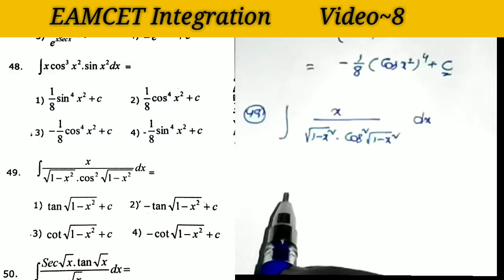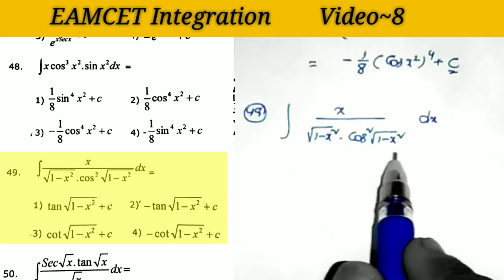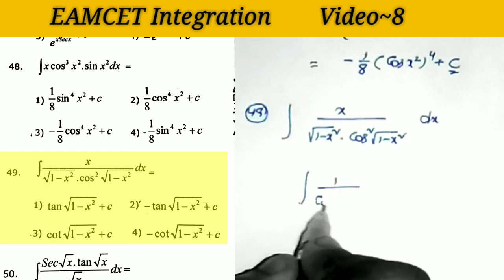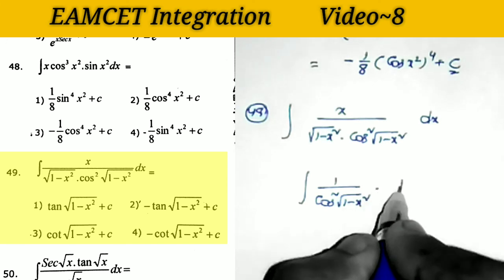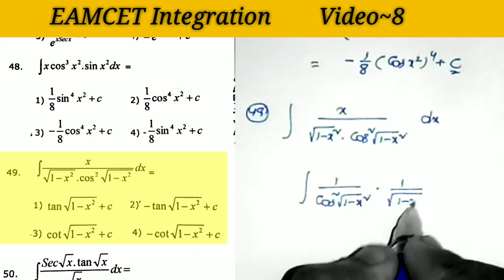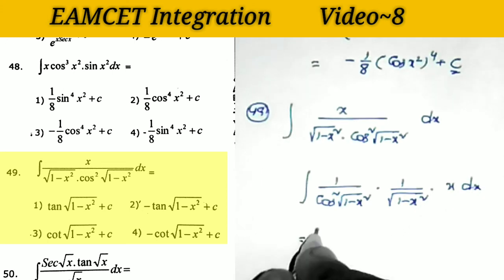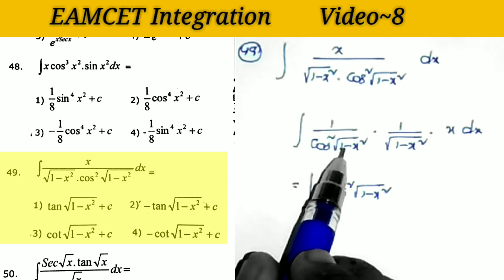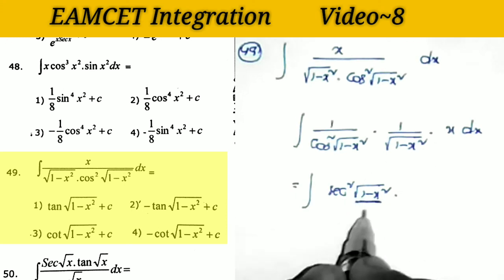The next question, sum number 49, integral x by square root of 1 minus x square into cos square of root 1 minus x square into dx. Okay, now this is equal to, first I take the value 1 by cos square root 1 minus x square into, next I write the value 1 by root 1 minus x square into x dx. Okay, now what is 1 by cos square root 1 minus x square? Secant square root 1 minus x square. 1 by cos square theta is secant square theta.